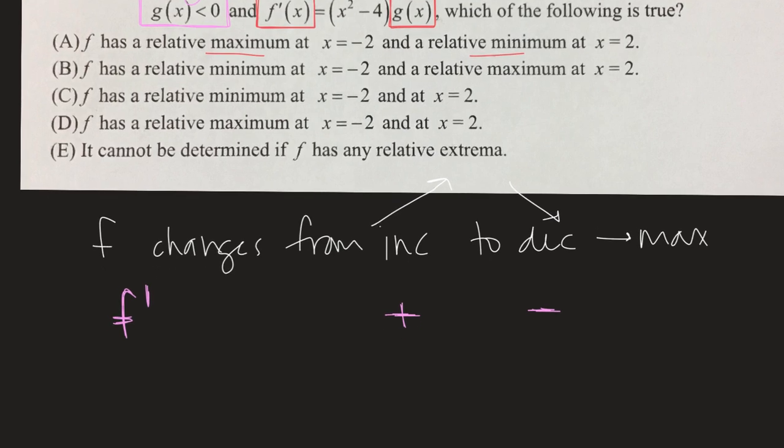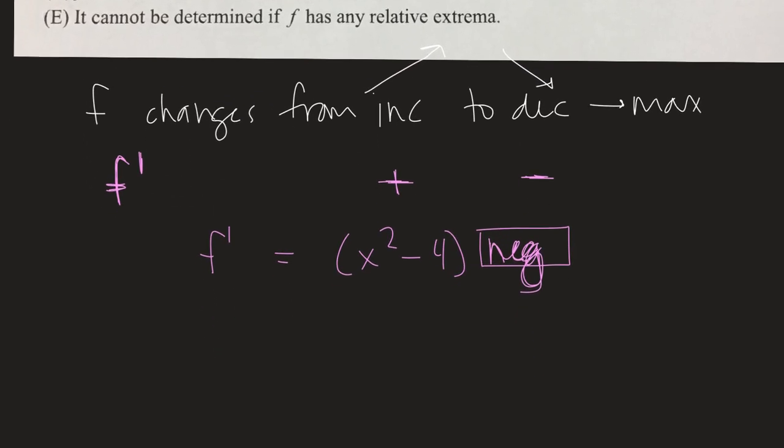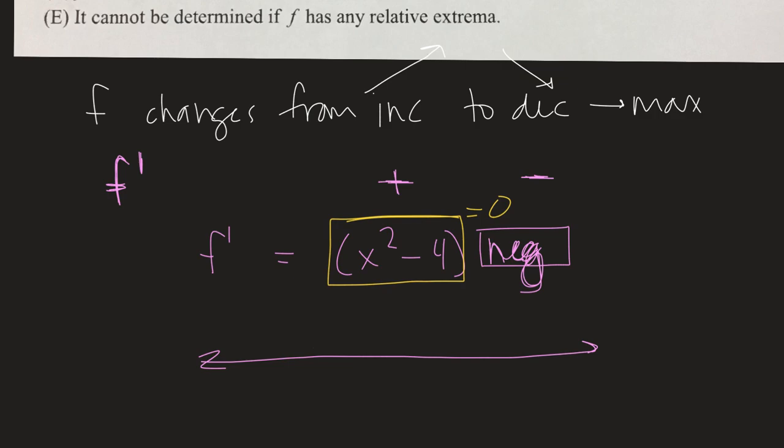Okay, we're going to do a little sign analysis of f prime. So what do we know? We know that f prime is equal to some function x squared minus 4 times a negative value. So let's see where that is positive or negative. If we solve x squared minus 4 equals 0, we get negative 2 and positive 2 as your critical values. So let's test some values.